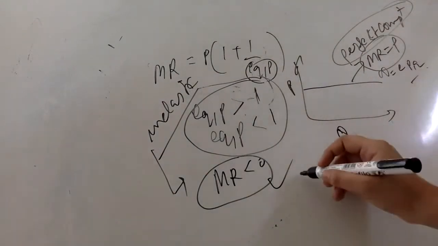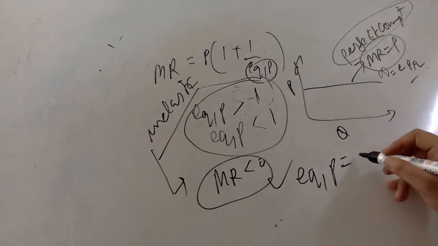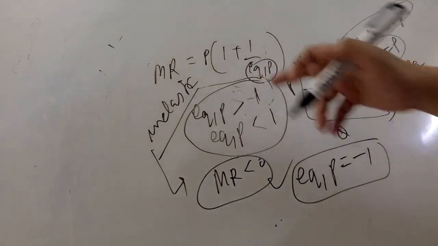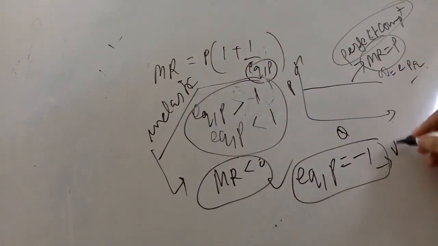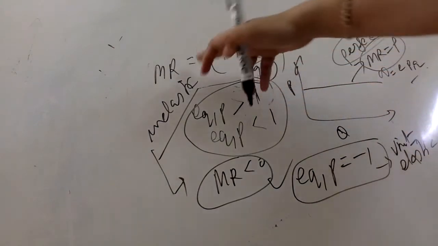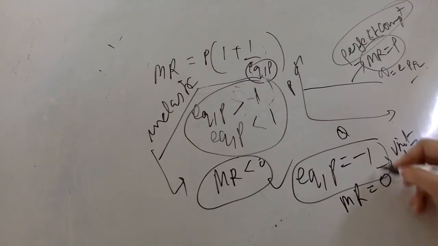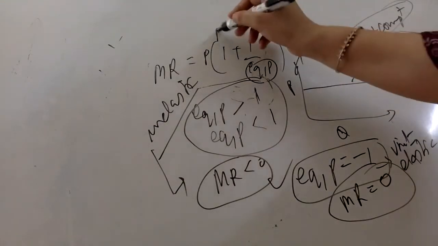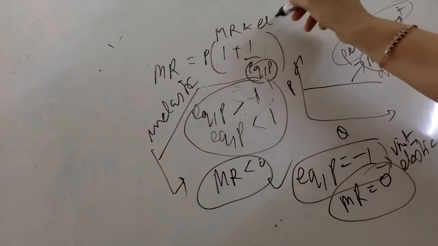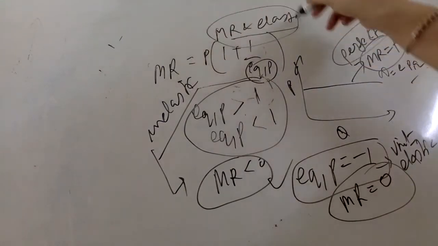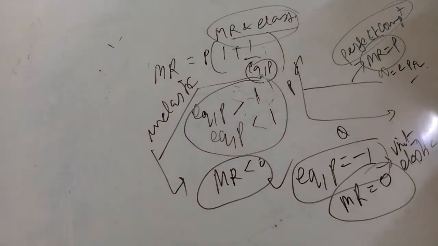And if we have elasticity equal to minus 1, it means we have unit elasticity. In the unit elastic case, elasticity is minus 1 and MR will be equal to 0. This term goes to 0. So I hope this relationship between MR and elasticity is pretty much clear. Again, an important concept here.